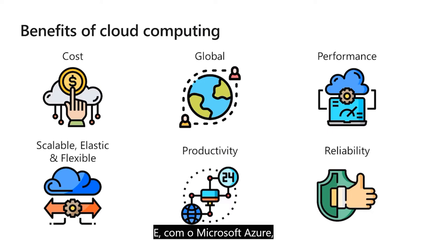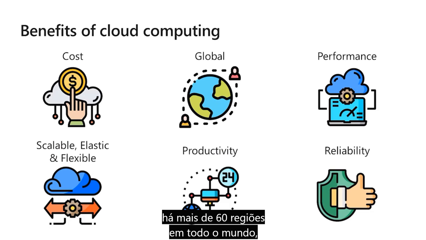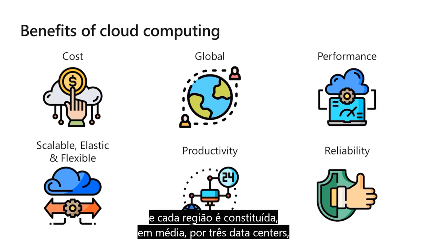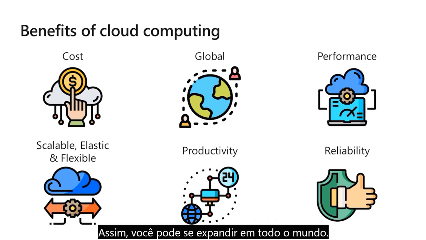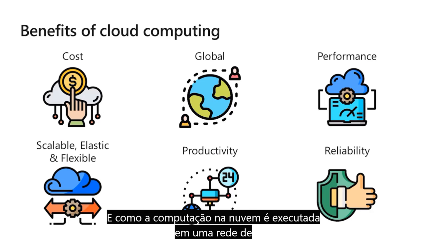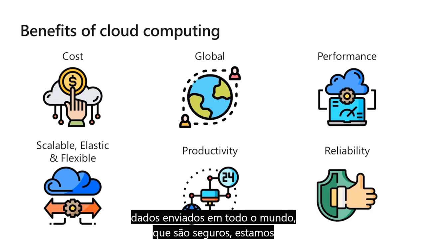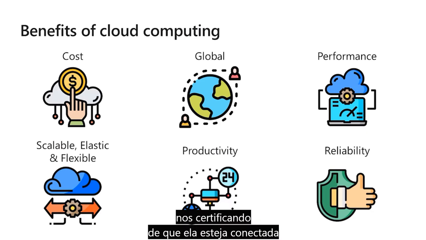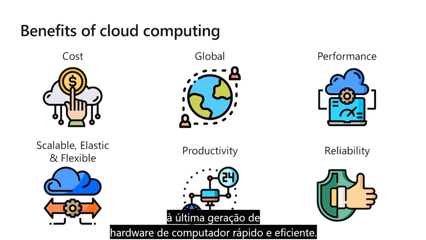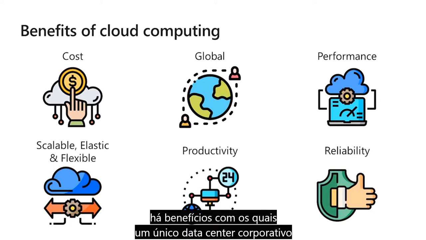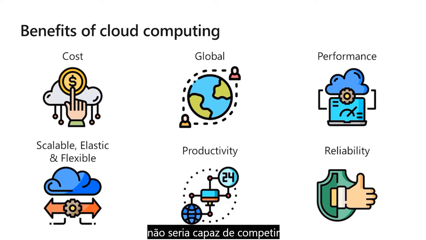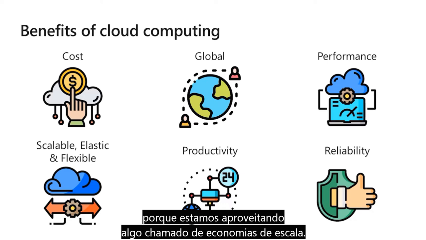And with Microsoft Azure, which is Microsoft's cloud, there are over 60 regions all over the world. And each region's made up of, on average, 3 data centers at a minimum per region. So you can expand all over the world. And because cloud computing runs on a network of data centers all over the world that are secure, we're making sure that those are connected with the latest generation of fast and efficient computer hardware. And basically, there's benefits that a single corporate data center would not be able to compete with, because we're taking advantage of something called economies of scale.